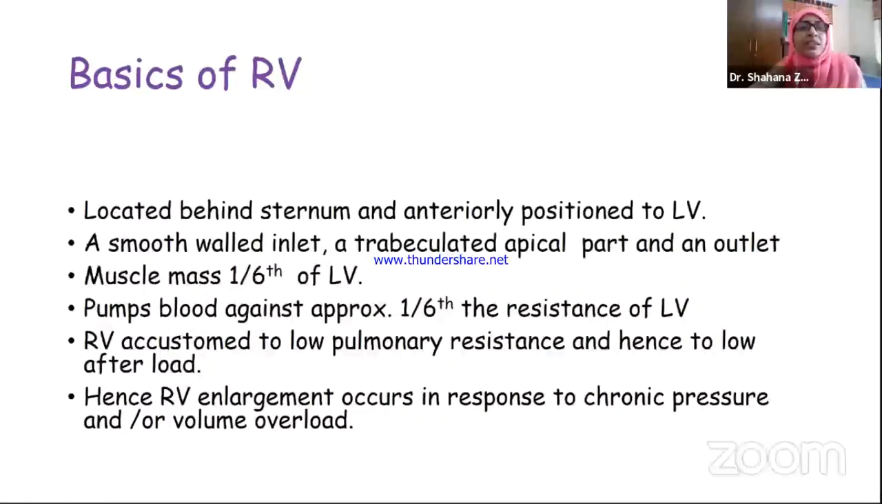Now some basics about the right ventricle. It is located behind the lower part of the sternum and anteriorly positioned to the left ventricle.